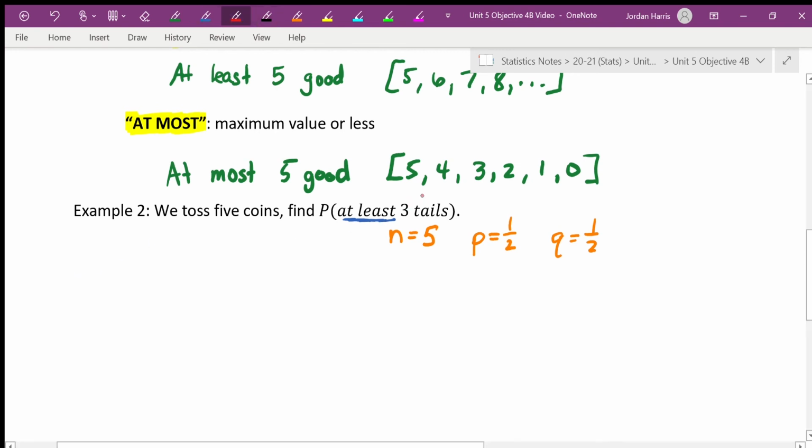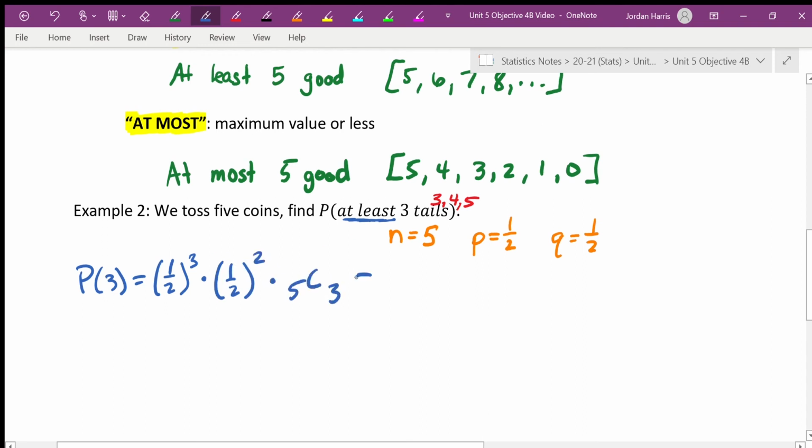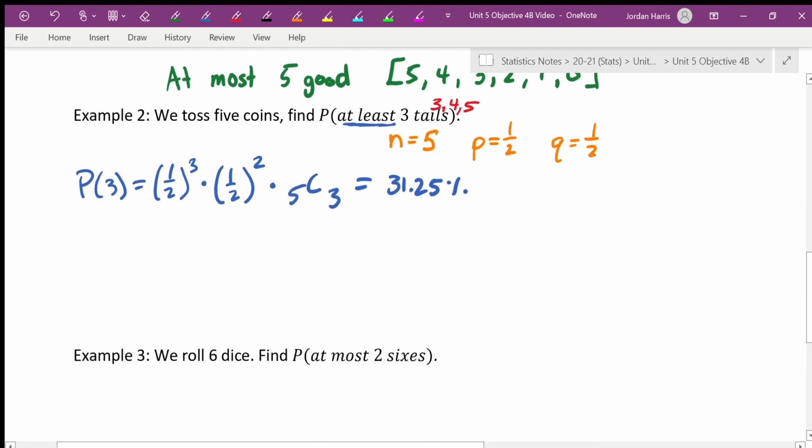So that means we need 3 and 4 and 5. At least means that value or more. So 3, 4, and 5. 5 is the largest it gets. And we actually have to find all 3 of those. Okay, so find 3 first. So it's 1/2 cubed times 1/2 to the n minus x, so squared, times 5C3. Okay? So if you get that, you get 31.25%. Actually, I think that one's exact.